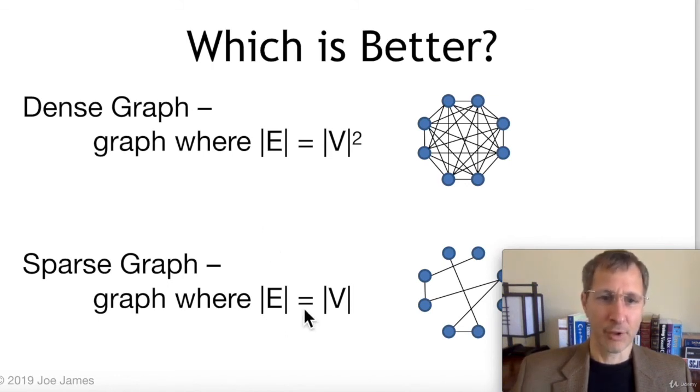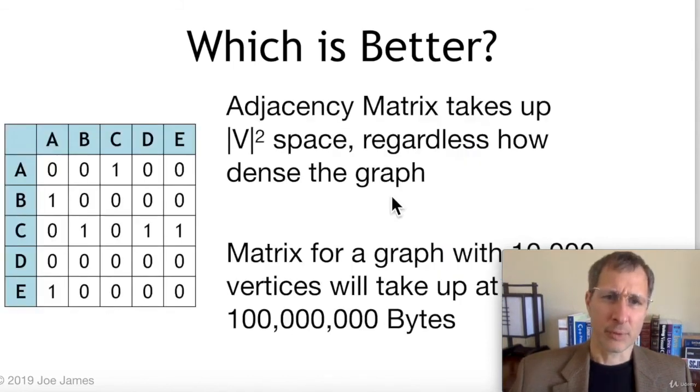In a sparse graph, there are relatively few edges, or maybe approximately similar to the number of vertices. So an adjacency matrix takes up v squared space regardless of how dense the graph is. Because we have a list of vertices along the x-axis and along the y-axis of this matrix, it takes up v squared space for the matrix. So a matrix for a graph with about 10,000 vertices would take up at least 100 megabytes.